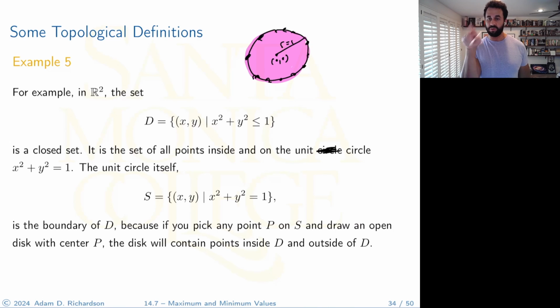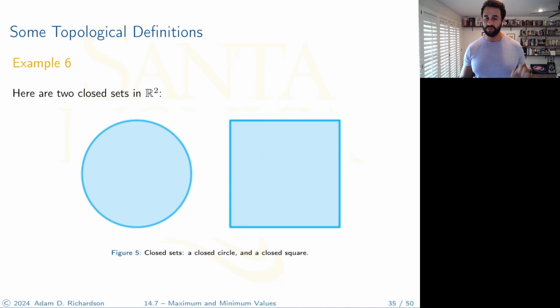If you pick any one of those points on the boundary circle and you make an open disk centered at that point, your open disk is going to reach inside and outside the circle. See that? The little circles that I'm drawing are reaching inside and outside. That's why these are all boundary points. That's how you define a boundary point. Here's another example: two other closed sets in R2, a circle and a square. Notice, again, if I pick any point on the boundary and draw a circle around it, the circle reaches outside and inside.